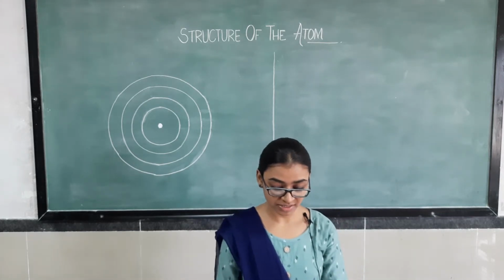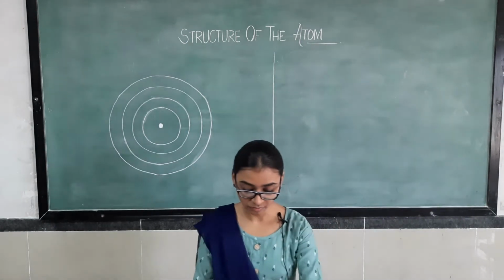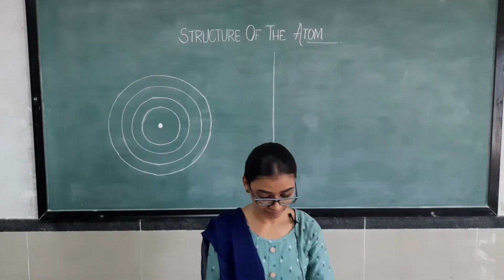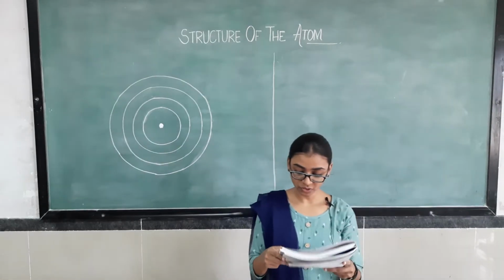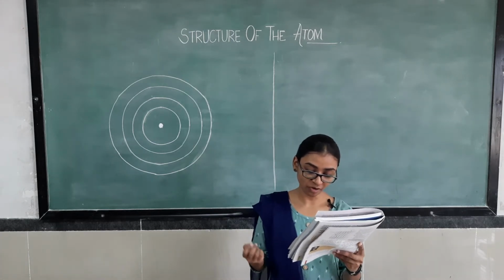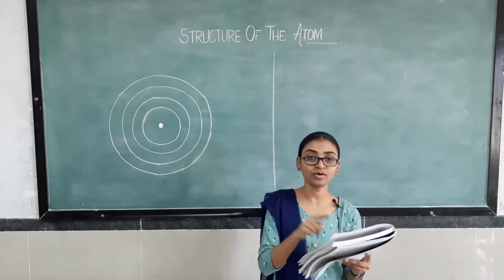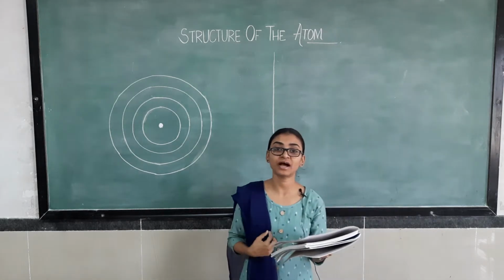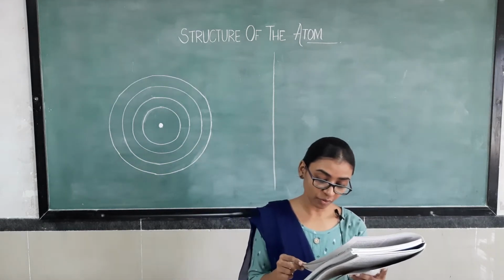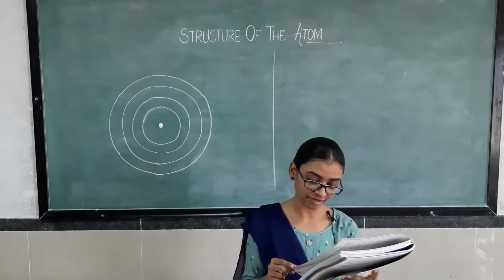First of all, take out your books and see page number 49. See how the electrons are distributed in different orbits. The distribution of electrons into different orbits of an atom was suggested by Bohr and Bury. Neil Bohr and Bury were the two scientists who gave how the electrons are distributed in different orbits. The following rules are followed for writing the number of electrons in different energy levels or shells.